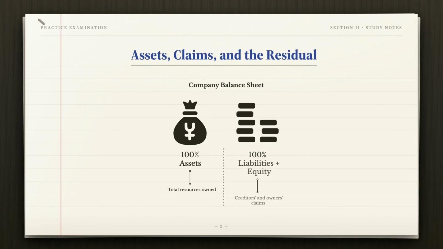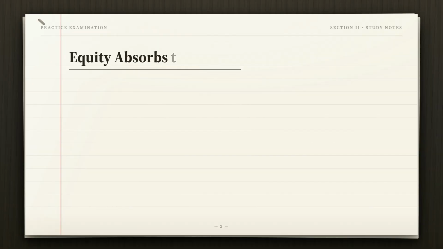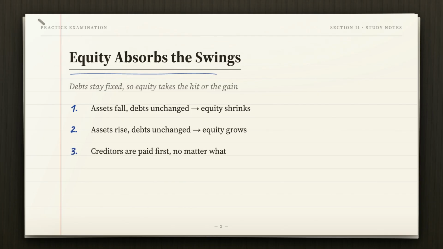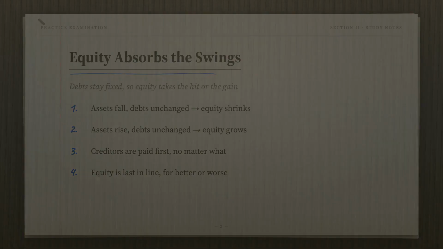Equity is not a pile of cash the owners set aside. It's a residual, whatever is left after creditors' claims are subtracted from assets. If a company holds $200,000 in assets and owes $100,000 to creditors, the owner's stake is exactly the leftover $100,000. Because equity is the flexible, last-in-line figure, it absorbs whatever happens to asset values. If assets lose value, equity shrinks, since creditors are still owed the same amount. If assets gain value, that gain flows entirely to the owners.